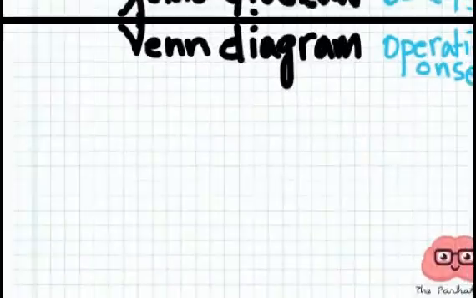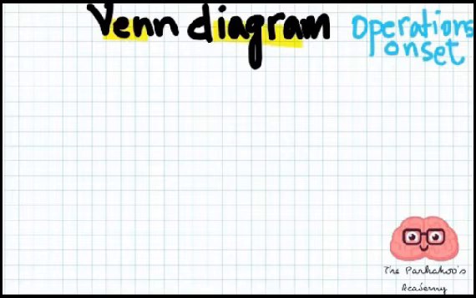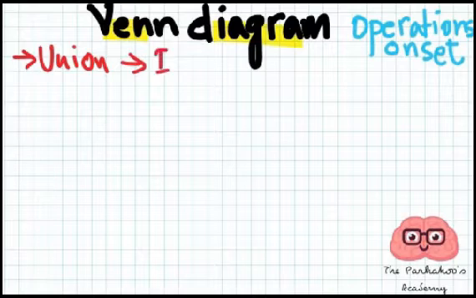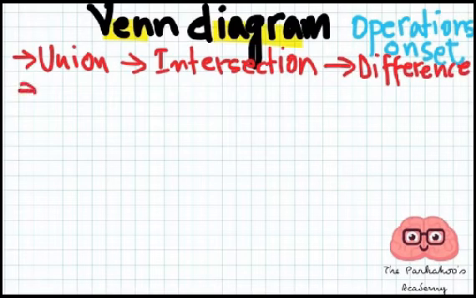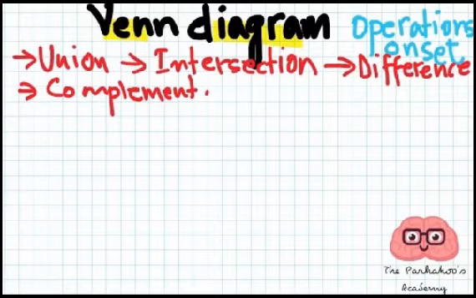So here we are going to see the Venn diagram in case of operations on sets. So there are, as you know, 4 operations: the union, intersection, difference operation, and the complement. So these are the very important operations, and the Venn diagram in each case is very important.